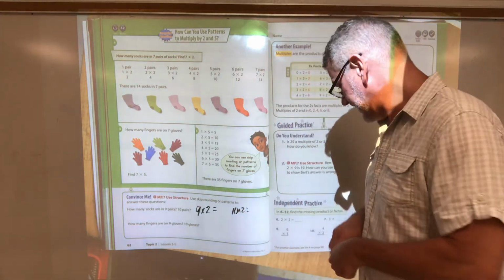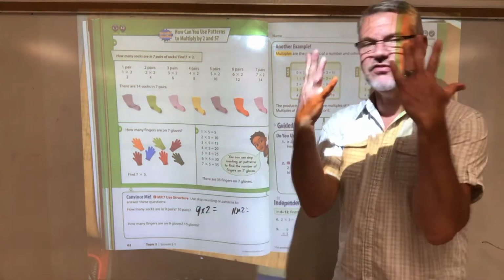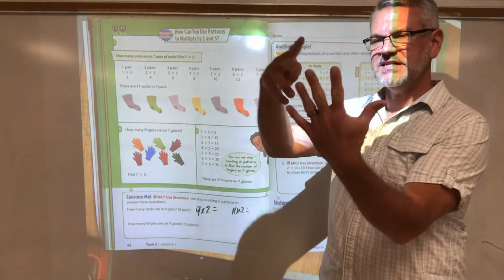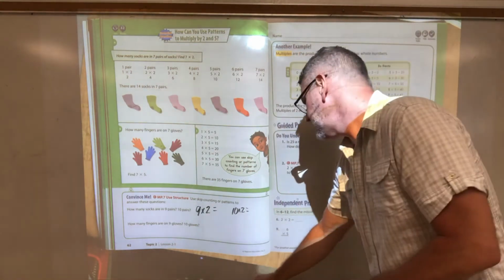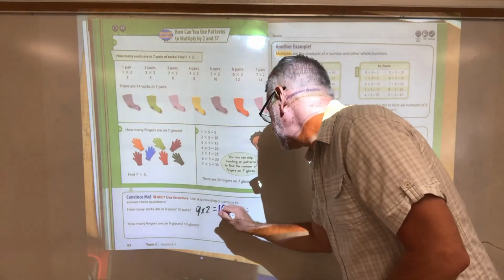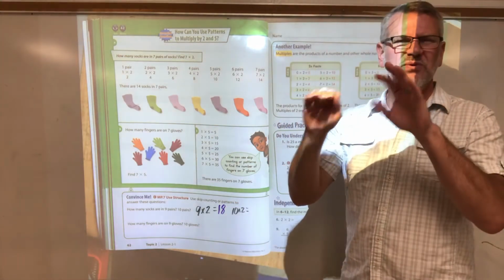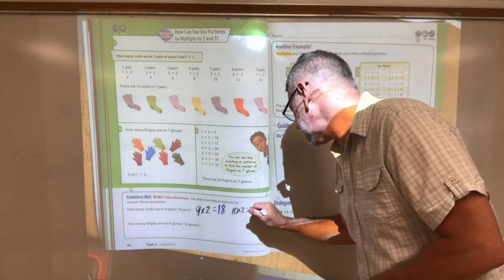And guys, the easiest way, use your fingers. Hold up 9 fingers and count by 2s. 2, 4, 6, 8, 10, 12, 14, 16, 18. And the same with 10 times 2, which would be 10 plus 10 also, which would be 20.